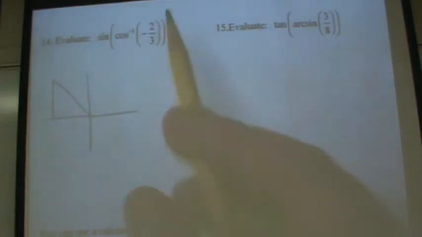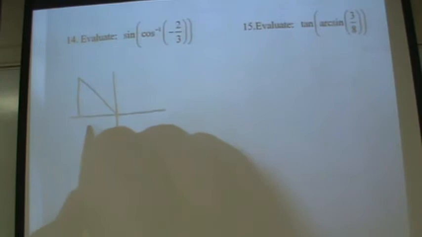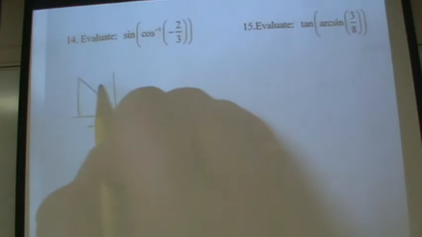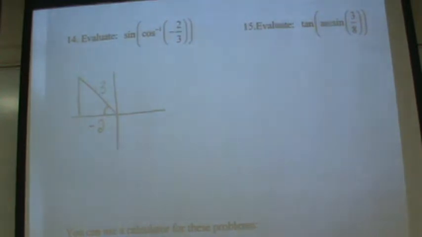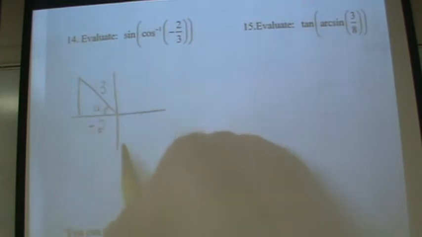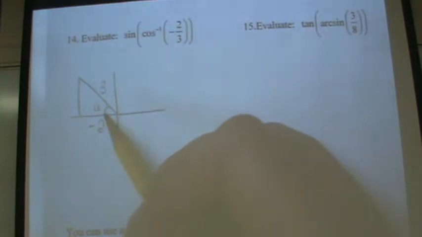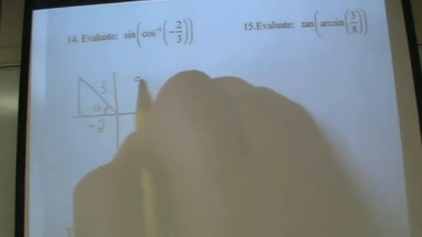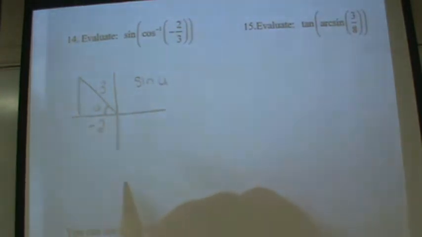Now, remember that cosine is adjacent over hypotenuse. So we're going to label our triangle. Our adjacent side is negative 2 because our x, remember, is negative, and then our hypotenuse is 3. So we're using this reference angle again. Now, we don't need to find this angle. That angle is just a go-between to get our sine. We actually want to find sine of that angle, whatever this angle happens to be.